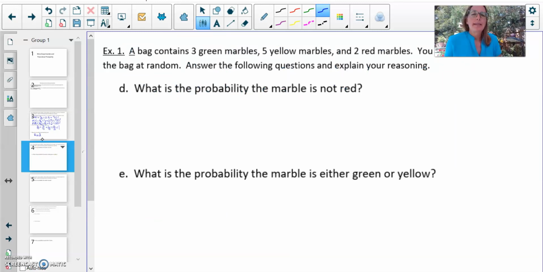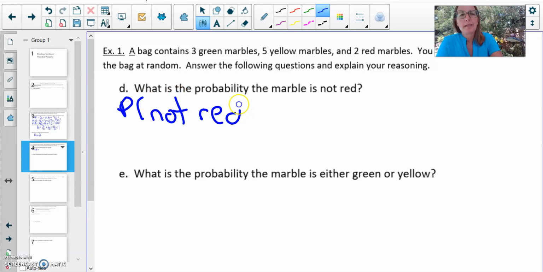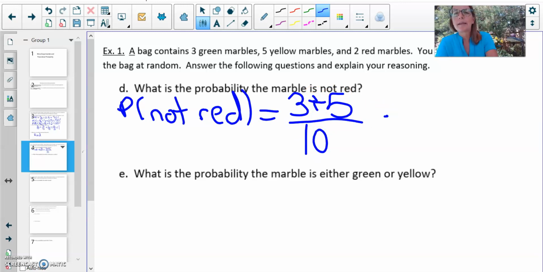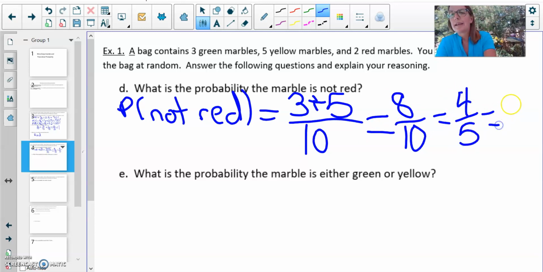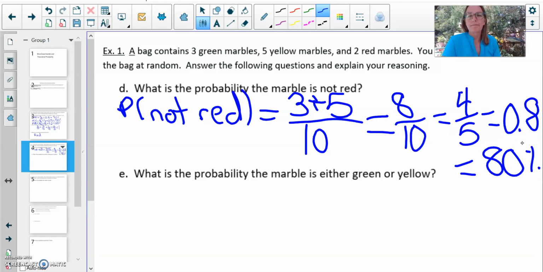Dealing with this same bag still, what is the probability the marble is not red? So every color but red. That means in this context, it could be either the green or the yellow. So I would add together the 3 and the 5 and put it over the total, which was 10. So I'm getting 8/10. That reduces down to 4/5. As a decimal, 0.8. As a percent, 80%.